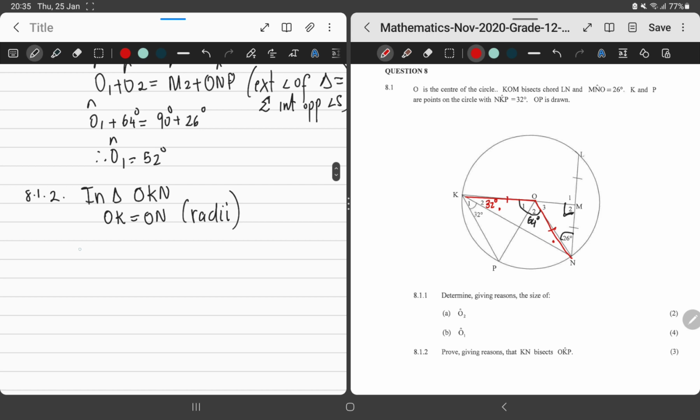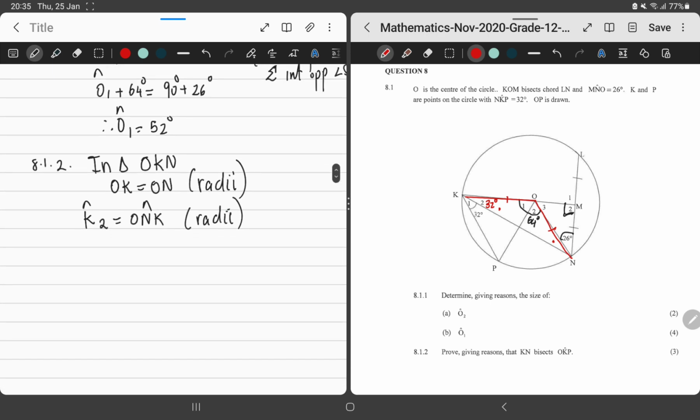So we would say K2 should be equal to ONK. This is because of the radii. K2 plus ONK plus KON is equal to 180 degrees, and this is the sum of angles of a triangle.